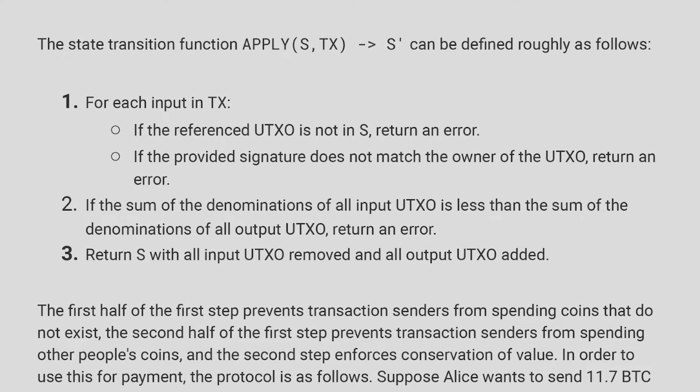The state transition function can be defined roughly as follows. For each input in TX, if the referenced UTXO is not in S, return an error. If the provided signature does not match the owner of the UTXO, return an error. If the sum of the denominations of all input UTXO is less than the sum of the denominations of all output UTXO, return an error. Return S with all input UTXO removed and all output UTXO added.